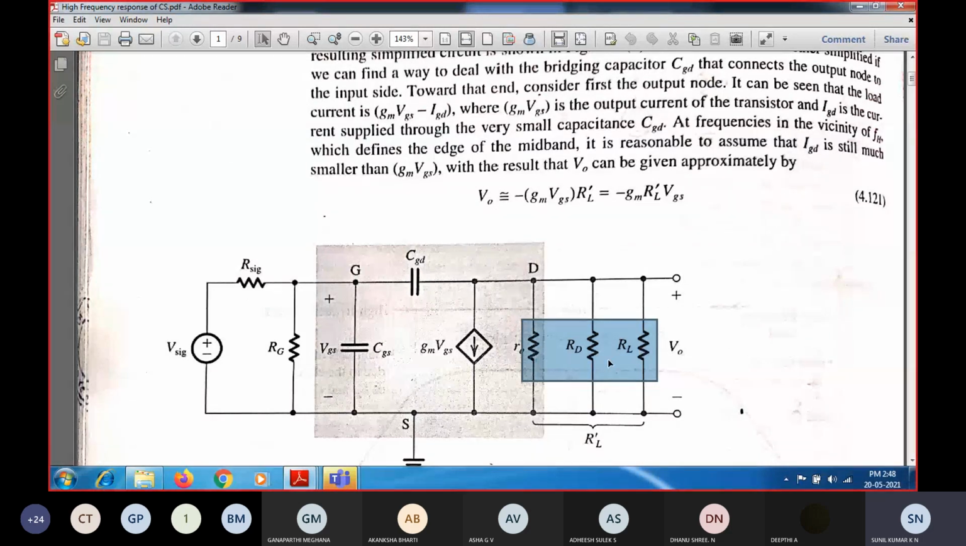If I want to find the output voltage, I multiply the current with the resistance, and you will get the value of the output voltage. So the output voltage will be equal to minus GM into the parallel equivalent of RD, RL as well as R0, which I can write as RL dash, and the current flowing here is GM into VGS. So GM into VGS into RL dash is the corresponding output voltage.